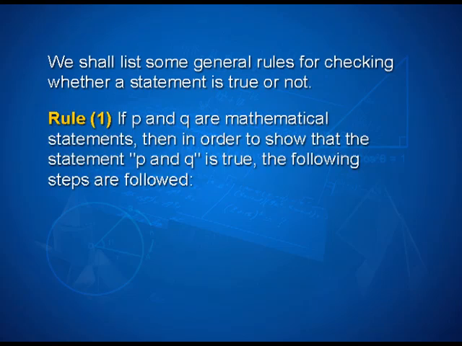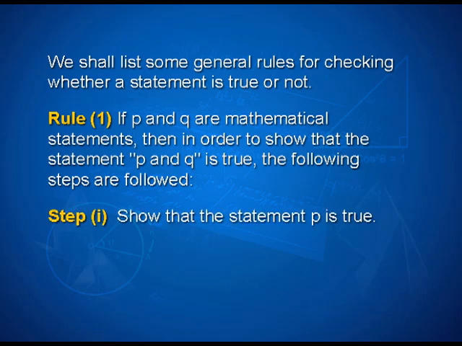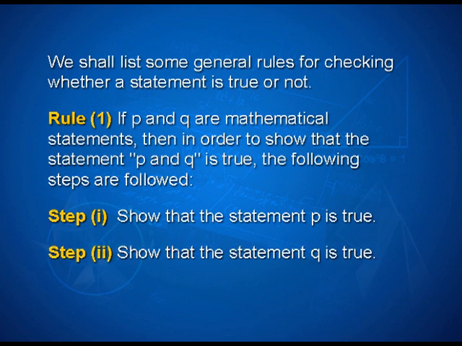First rule says that if P and Q are mathematical statements, then in order to show that the statement 'P and Q' is true, the following steps are followed. Step 1. Show that the statement P is true. Second step. Show that the statement Q is true.